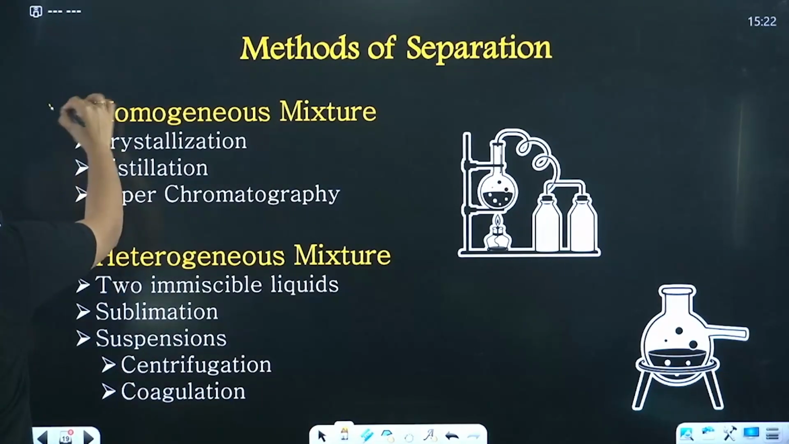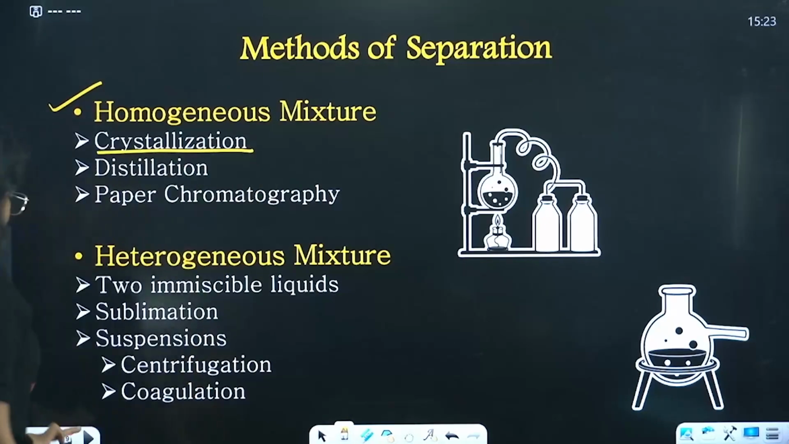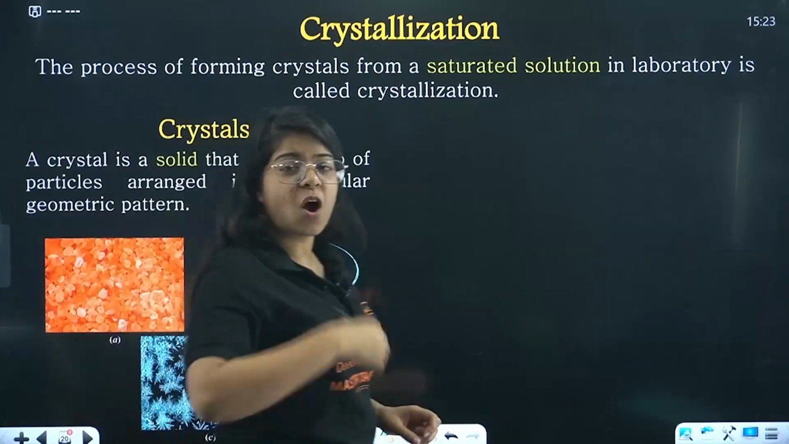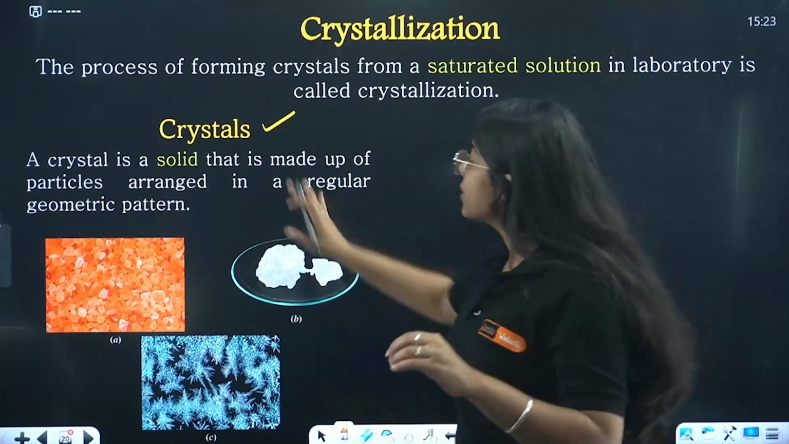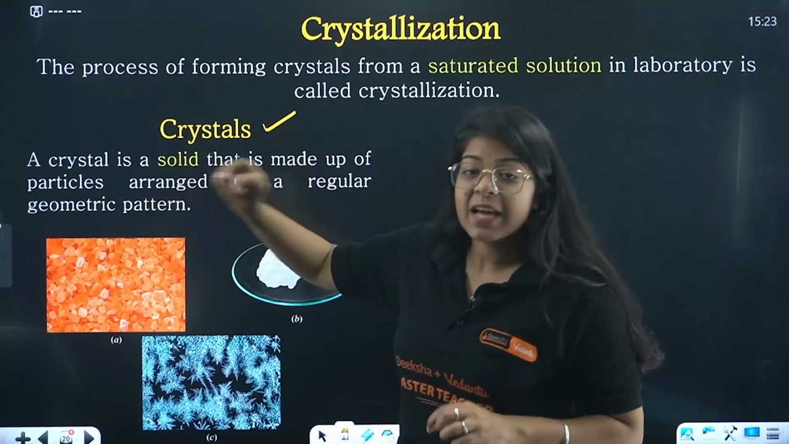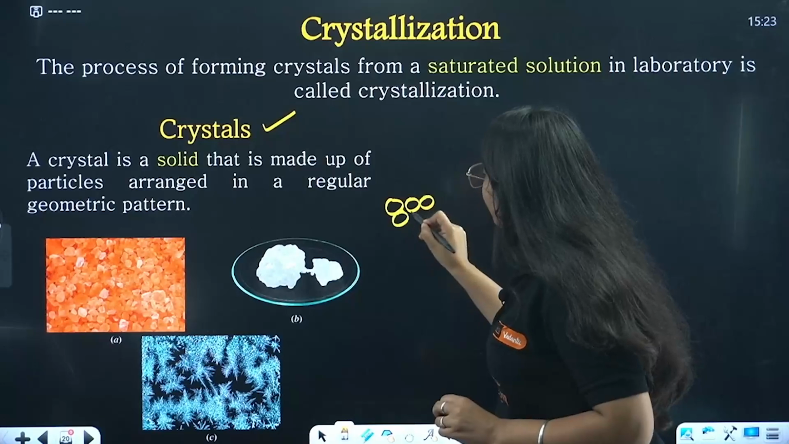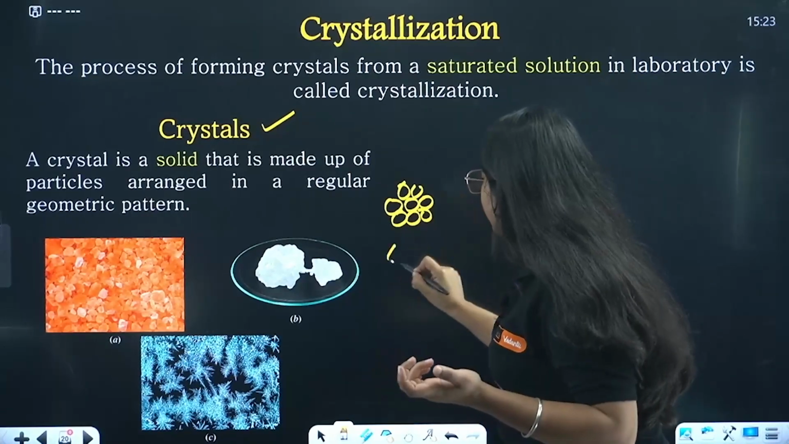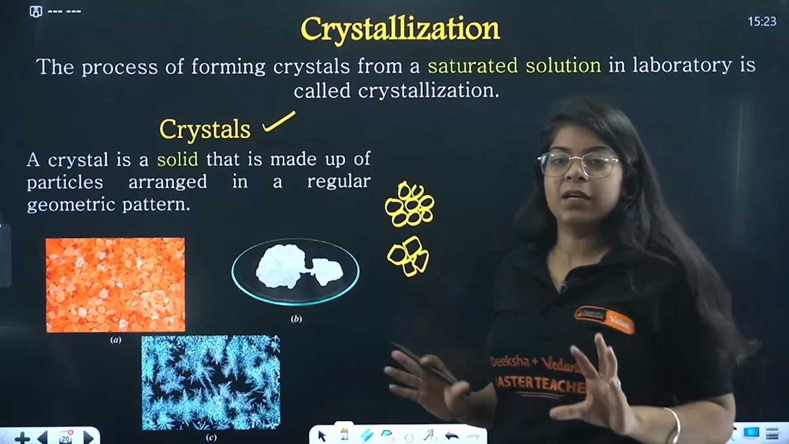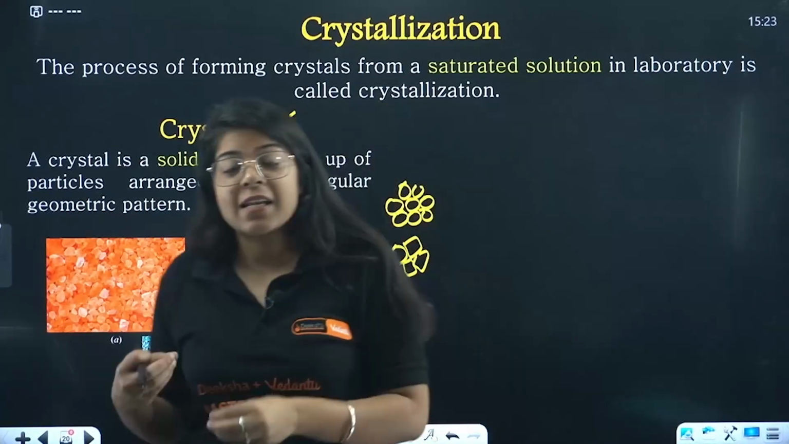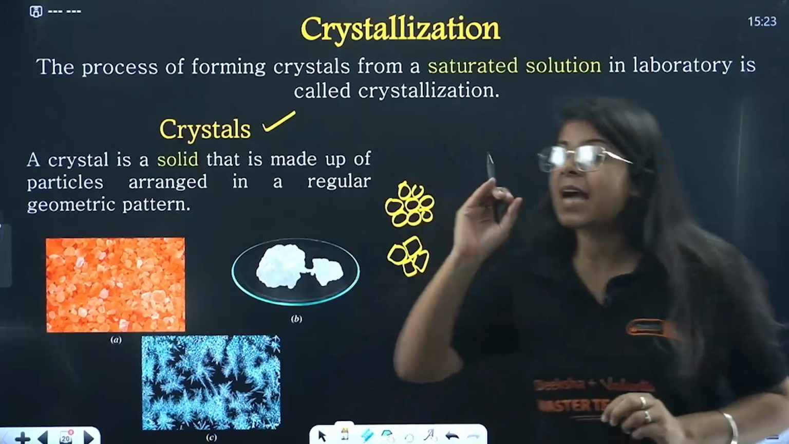For that, let's go with the homogeneous mixture first, and the very first method is crystallization. From its name it's clear that we are going to talk about crystals. So what are crystals? A crystal is a solid made up of particles arranged in a regular geometric pattern, whatever that pattern can be. Those are called crystals. Now what is crystallization? It is the forming of these crystals from a saturated solution.